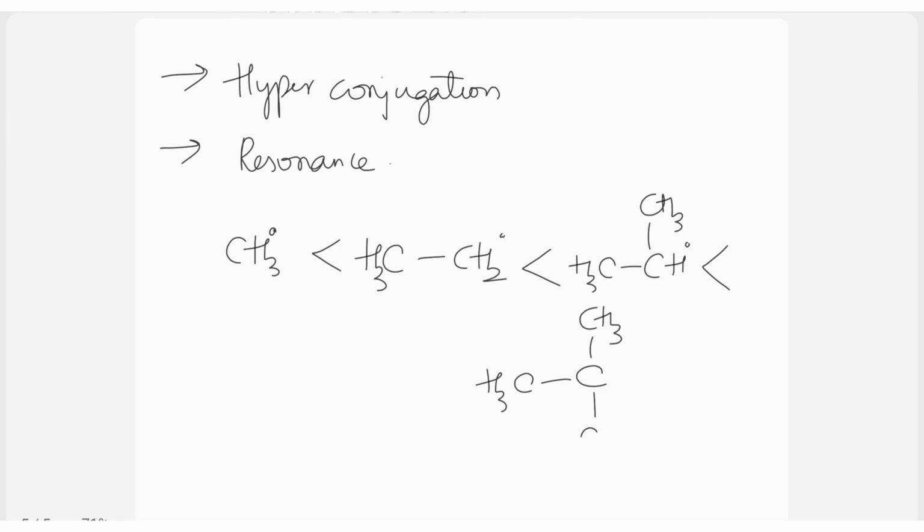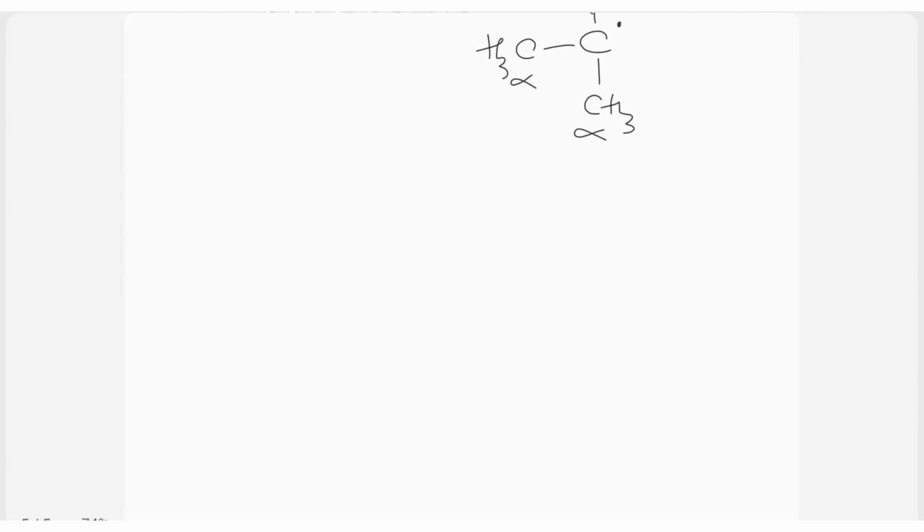Now here we have 3 alpha carbons with 9 hydrogens, 2 alpha carbons with 6 hydrogens, 1 alpha carbon with 3 hydrogens, and no alpha carbon with 0 hydrogens. So this way hyperconjugation is supporting the stability of free radicals. Similarly, resonance is going to stabilize the allyl and benzyl free radicals.